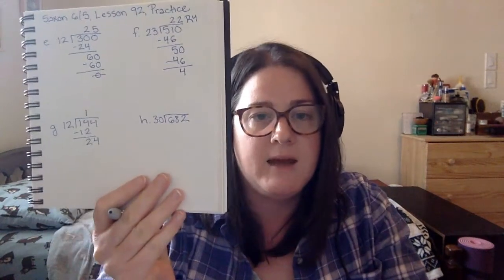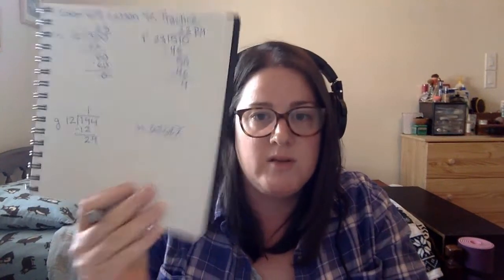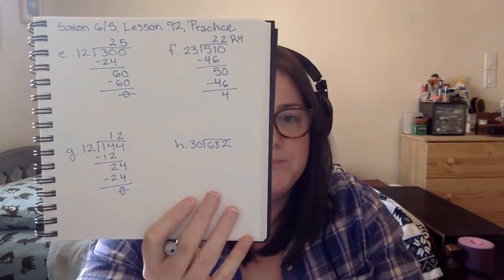1 times 12 is 12. 14 minus 12 is 2. We bring down our next digit, which is 4. And now we have 24. 24 divided by 12 is 2. 2 times 12 is 24. We subtract. We have no remainder. There will be 12 players on each team.